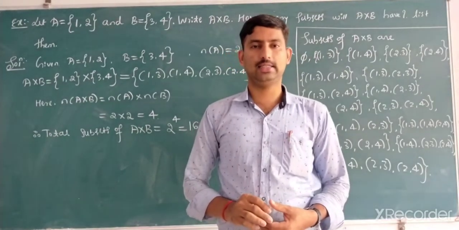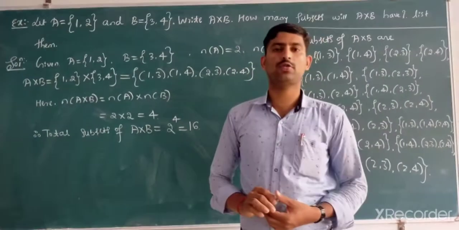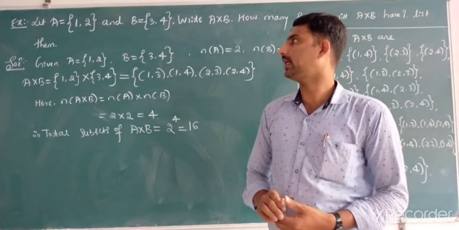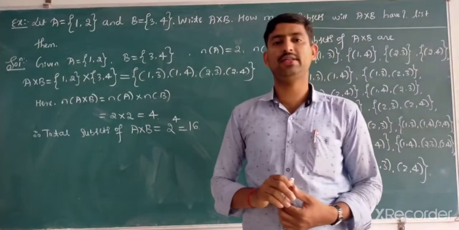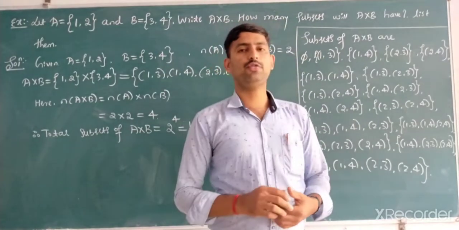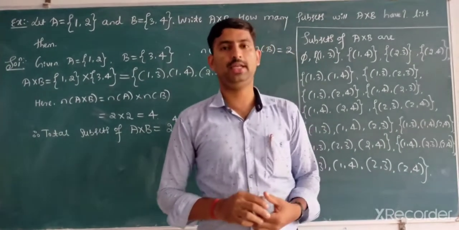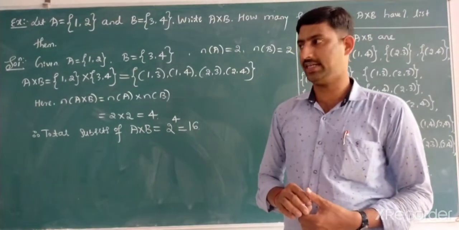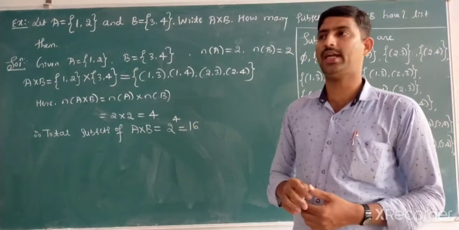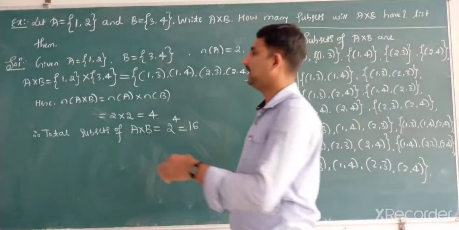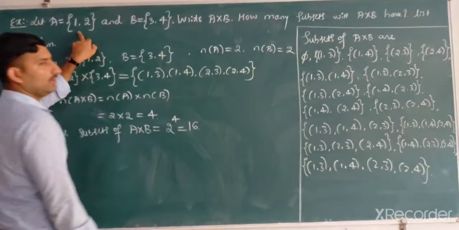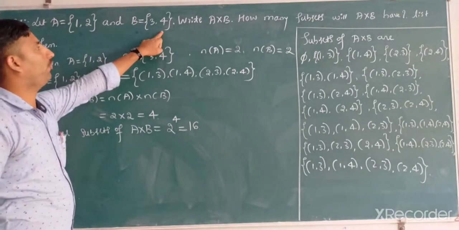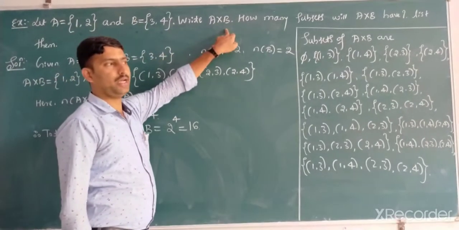In the last session, we discussed how to find the given set A and set B with the help of A cross B, that is, the Cartesian product of two sets. Now we are going to take one example. Let A = {1, 2} and B = {3, 4}. Write A cross B.